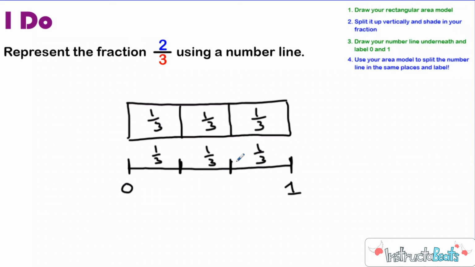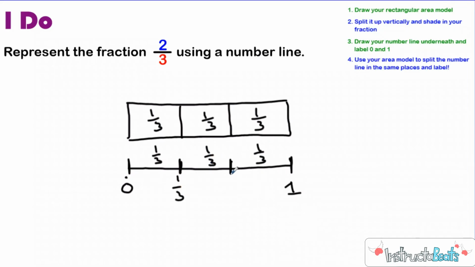If I can make an area model, I can make a number line, right? My 1/3 pieces are the same size, except it's just flattened, like the brownie when it got sat on. It's still a brownie, it's just flattened. It's still an area model, it's just flattened. So now if you want to label this from 0 to 1, right, that would be 1/3.